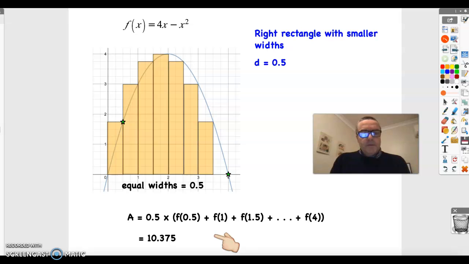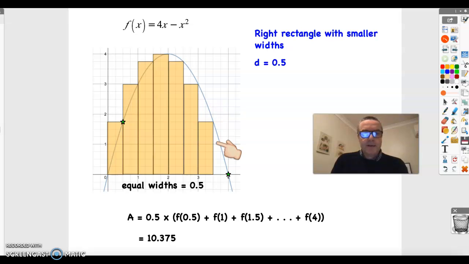So what happens if we use much thinner rectangles? Well, obviously our approximation is going to be much closer to the curve. You can see now the gaps that are either above the curve or below the curve. There's more gaps, but they're a little smaller.